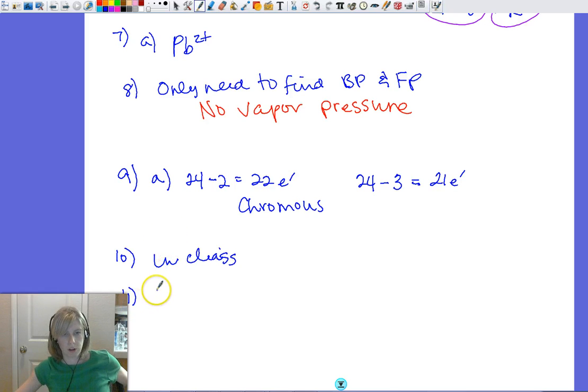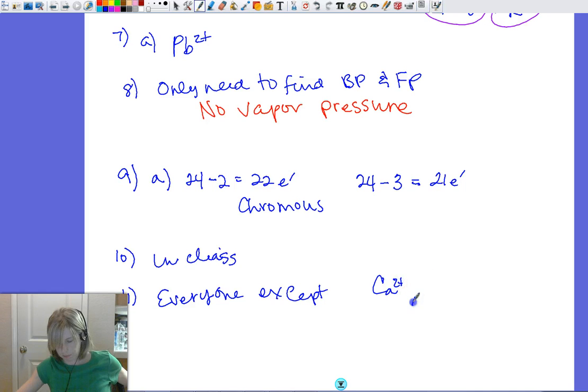So if we look at our chart and we look at sulfate and we look at the ones that don't cause it to precipitate, it's actually every one except calcium, strontium, barium, and radium. So that one's purely just looking at the chart.